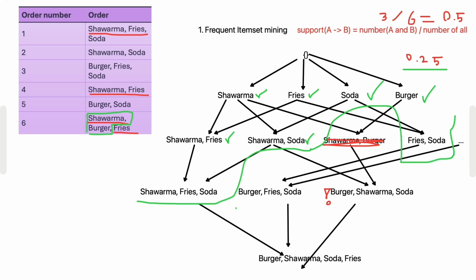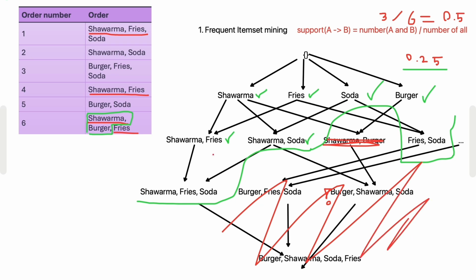This is then called the positive border and the negative border, okay? And after that, we basically have then a full set of frequent items. So we then know exactly what combinations are frequent and what are not. So this was the first step of frequent item set mining. The next step now would be to look for association rules.